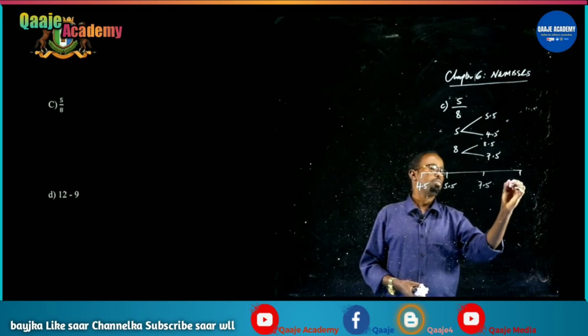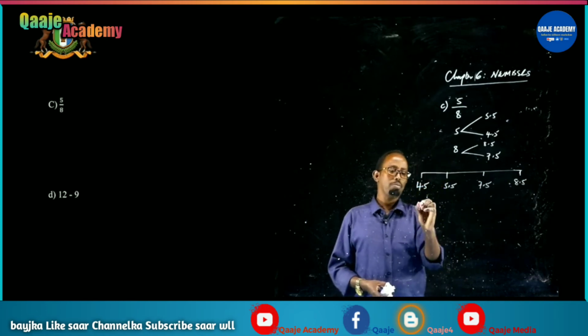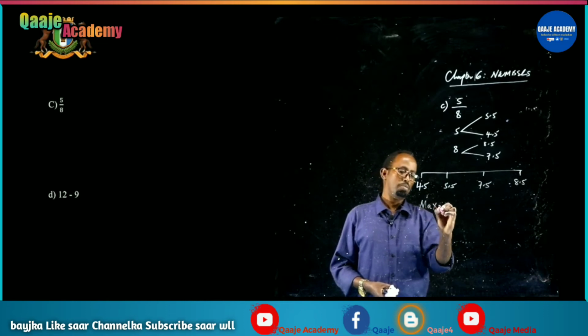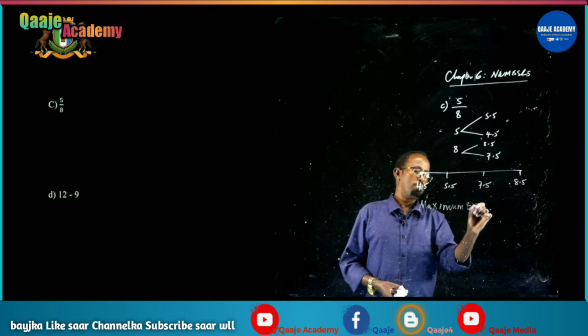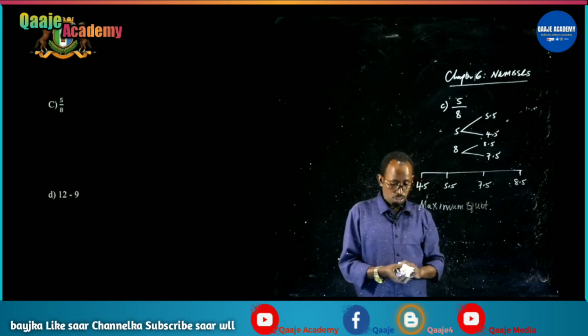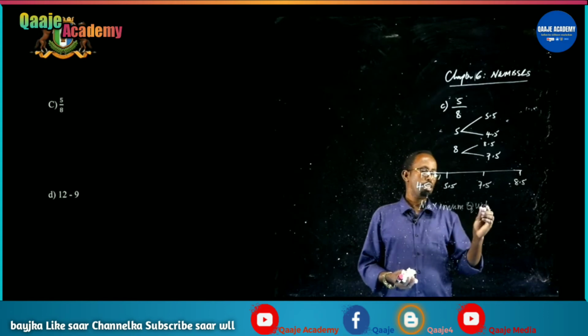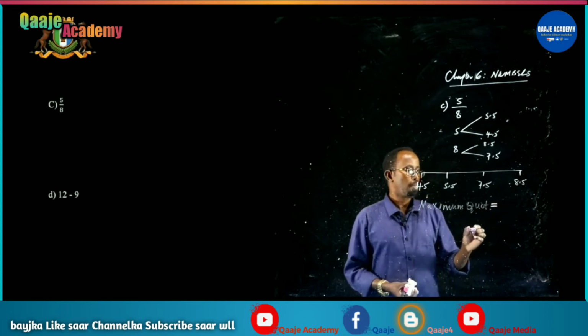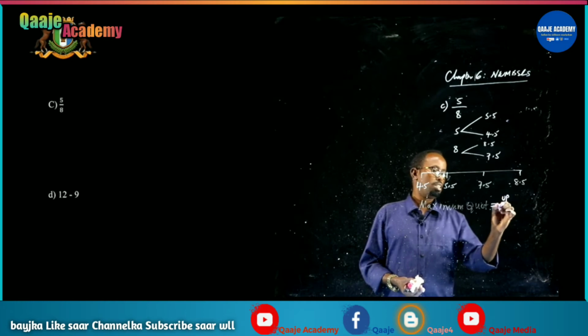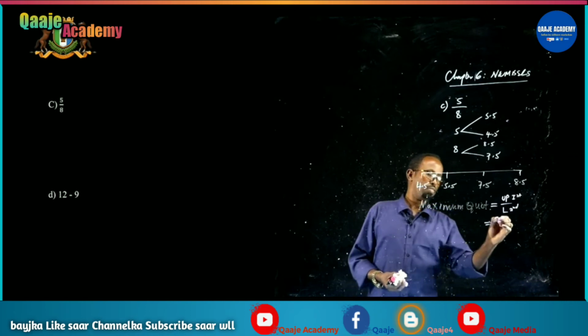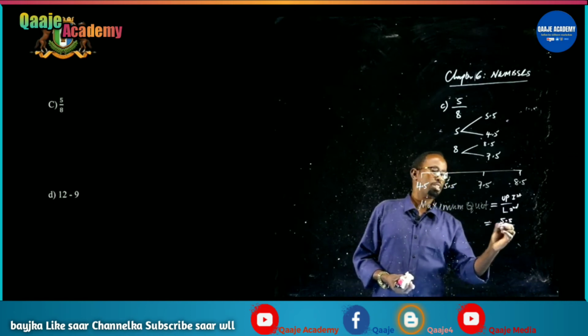So I'll start with the maximum quotient. Quotient is when you divide two numbers, the answer you get is known as the quotient. So maximum quotient will be the upper limit of the first divided by the lower limit of the second. So the upper limit of the first is 5.5 divided by the lower limit of the second, 7.5.